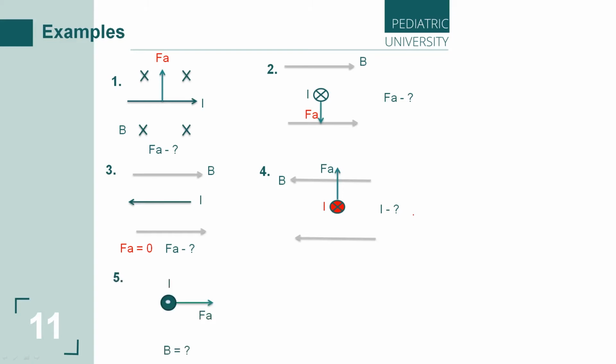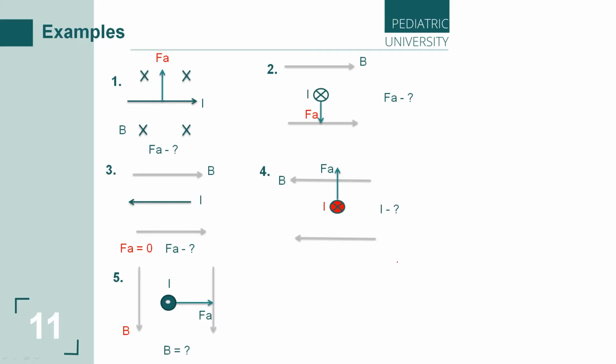Next example. Please note that you are asked to determine the direction of the magnetic induction lines if it's known that the current is directed towards us. The point shows the direction toward us, so the current comes from the computer to us, for example. And the Ampere force is directed to the right. Then, according to the rule of the left hand again, the direction of the lines of magnetic induction will be down.